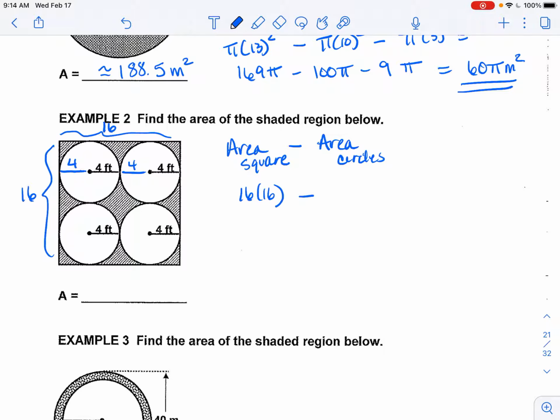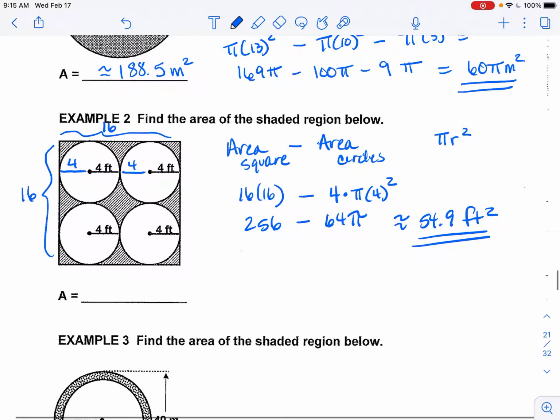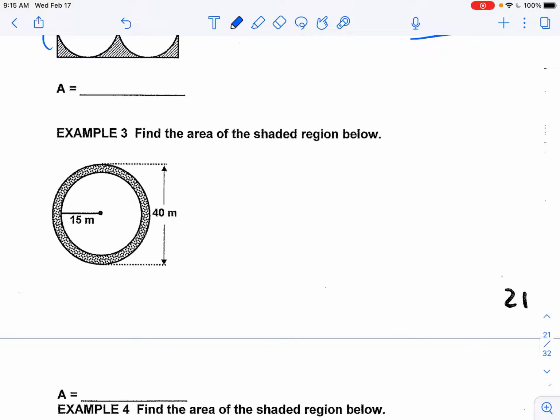If we want to find the area of a circle, that's pi r squared. Our radius is 4, and we have 4 of them. So I'm going to say 4 times pi times 4 squared. Now let's take this to our calculator. 16 squared is 256. And 4 squared is 16, times 4 is 64. So that's 64 pi. I could leave it like this; this would be an exact answer. Or I can approximate and get about 54.9 feet squared.